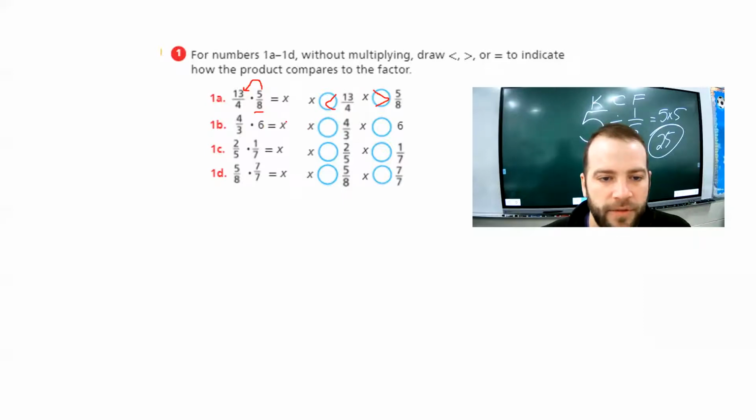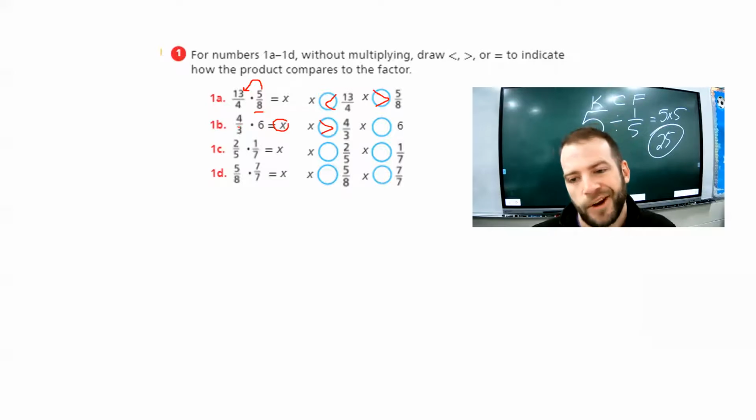So here we have the answer again, and it asks, is the answer going to be bigger or smaller than 4/3? Well, 4/3 is getting multiplied by 6. So the answer is going to be bigger than 4/3. What about the answer compared to 6? Well, 6 is getting multiplied by a fraction, but the fraction is bigger than 1. So that answer is going to be bigger than 6 as well.